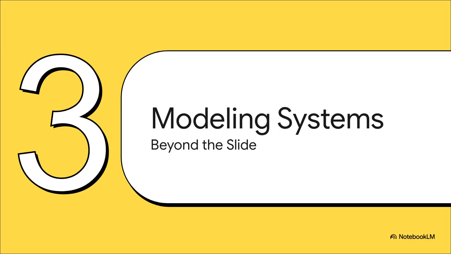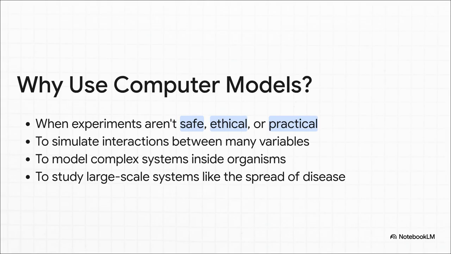But what about the systems that are way too big, or too dangerous, or just too complex to ever fit on a slide? For that, biologists had to turn to another revolutionary tool, the computer. And this is so important. Computer models let scientists run experiments that would be completely impossible otherwise.